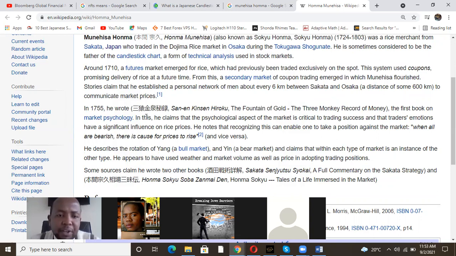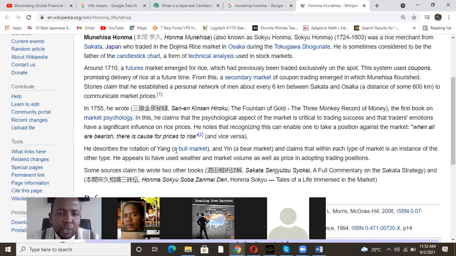This is very, very important because now this is where you're able to understand the psychological aspect of how the market works. In it he claims the psychological aspect of the market is critical to trading success and that the traders' emotions have a significant influence on rice prices. Which is very important. The emotions really play a big role, even right now. He notes that recognizing this can enable one to take a position against the market when all are bearish. When we say bearish, we mean they are going down. Bears are sellers and bulls are buyers.